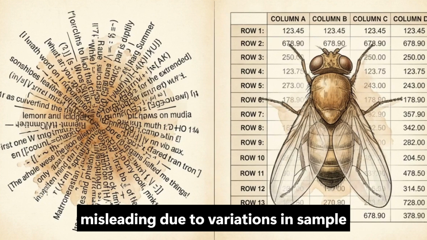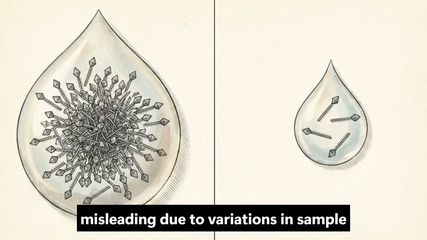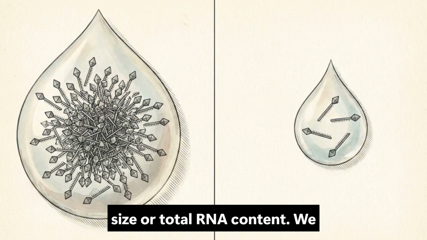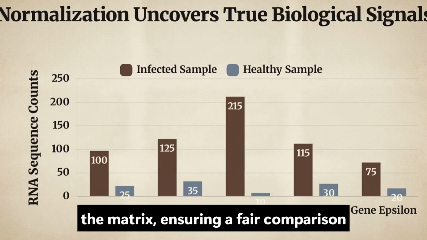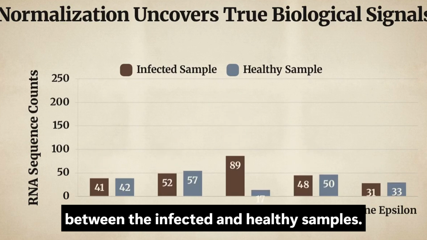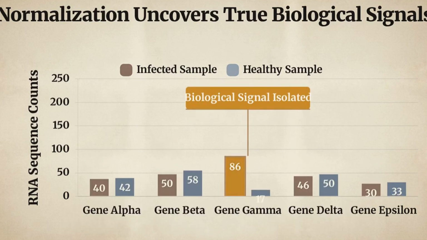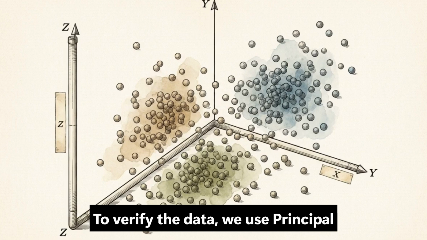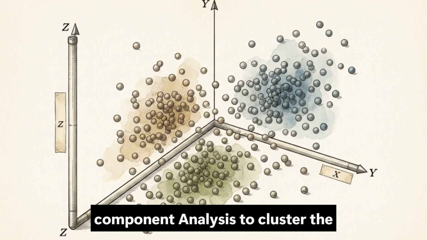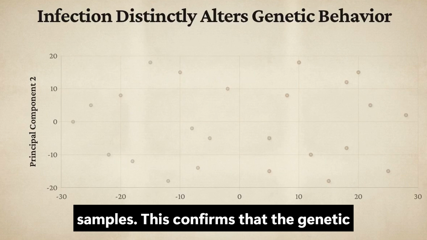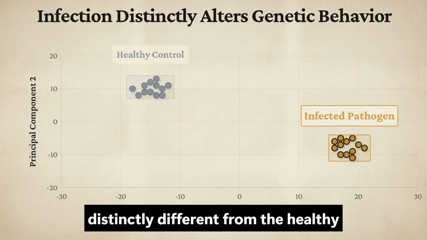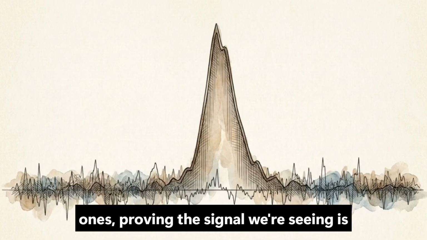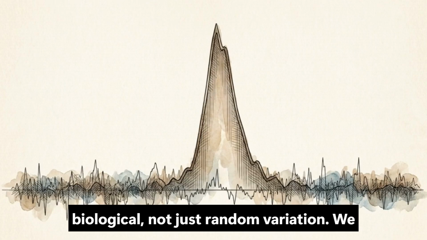Raw numbers can be misleading due to variations in sample size or total RNA content. We use mathematical normalization to adjust the matrix, ensuring a fair comparison between the infected and healthy samples. To verify the data, we use principal component analysis to cluster the samples. This confirms that the genetic behavior of the infected flies is distinctly different from the healthy ones, proving the signal we're seeing is biological, not just random variation.